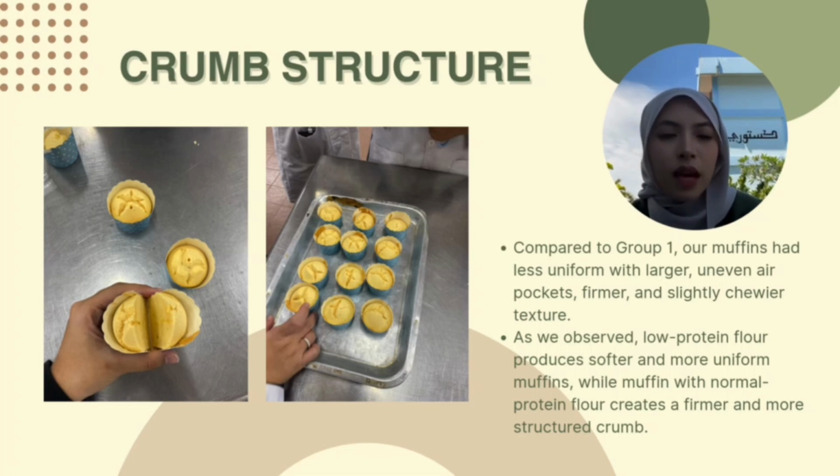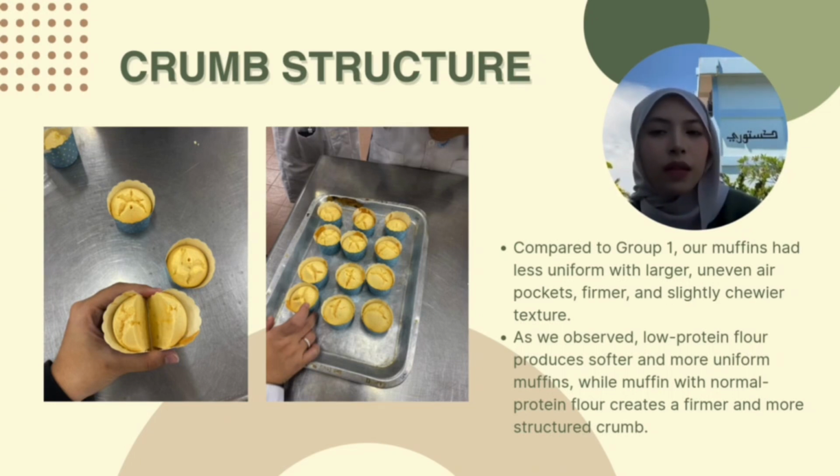In contrast, the muffins from my group had a less uniform crumb with larger, uneven air pockets, and a firmer, slightly chewier texture. This outcome is linked to the higher protein content in the flour, which leads to greater gluten development and a denser structure.